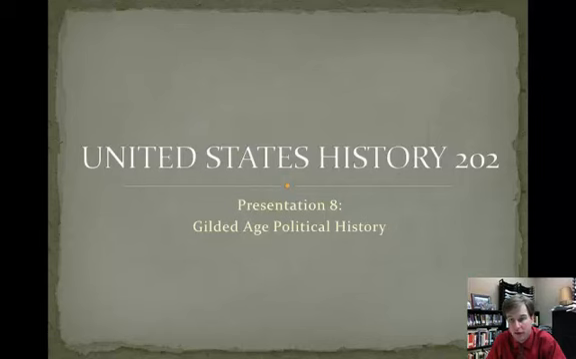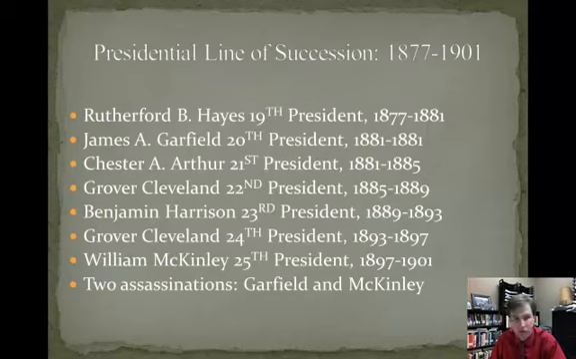Now, a lot of people consider this to be a wasteland of American politics. Historians generally have ignored this period, but I think it's one of the more important periods in American history, and there are a lot of parallels to be drawn between the late 19th century and our modern political scene. So you're going to see that the issues we'll talk about at the end of this presentation are in many ways contemporary issues. So first and foremost, let's look at the presidential line of succession from 1877 to 1901.